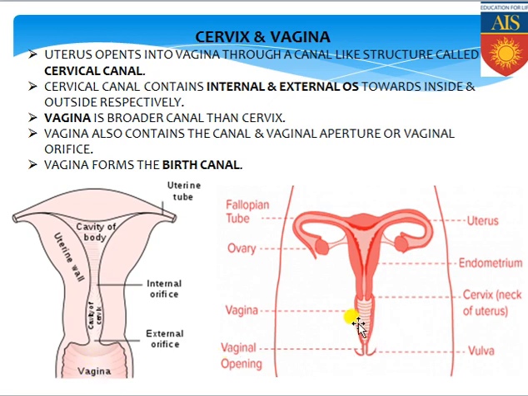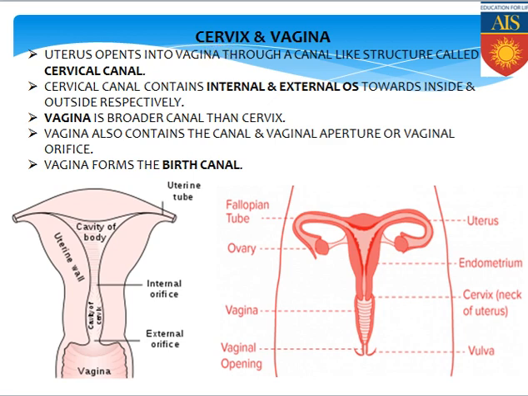Okay, in this figure you can see this is the vagina portion, and it is opening outside through the vaginal opening or vaginal orifice, and that vaginal orifice is obviously present within the female external genitalia portion, which is known as vulva. Vagina can also be called the birth canal. Why? Because through this vaginal canal the birth of the newborn baby takes place. That's why it is commonly known as the birth canal. Okay, so this is overall the structure of the cervix and vagina.